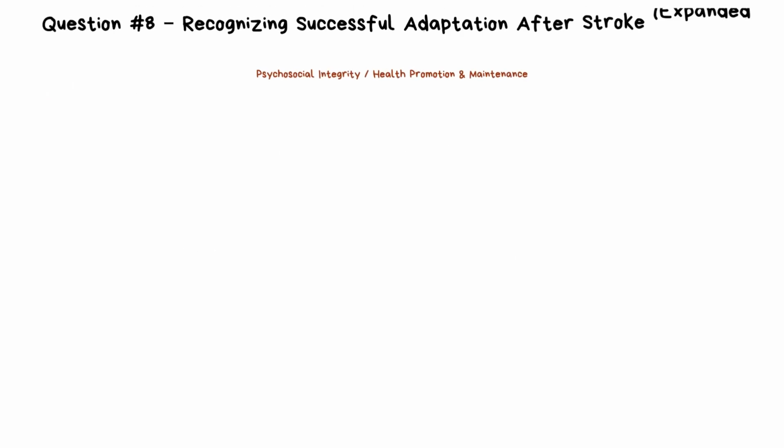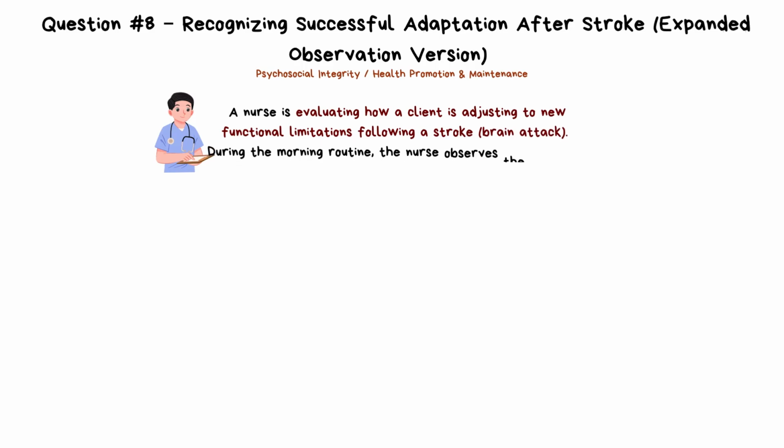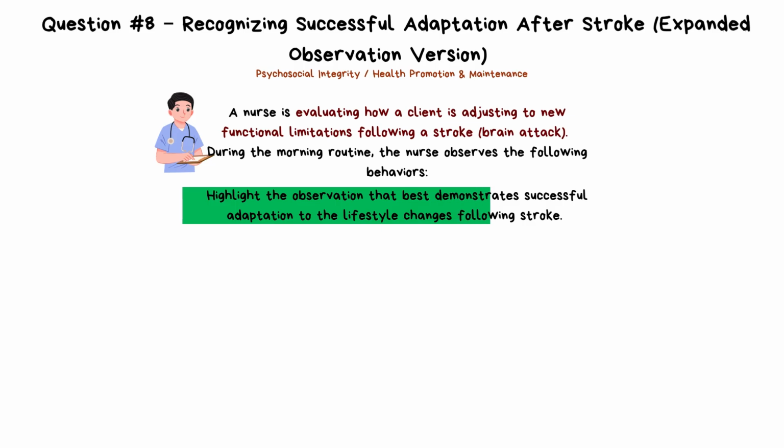Here's a highlight the text style question that tests your ability to recognize adaptive versus maladaptive behavior after a stroke. A nurse is evaluating how a client is adjusting to new functional limitations during morning care. Listen to this observation and think about which part shows successful adaptation.